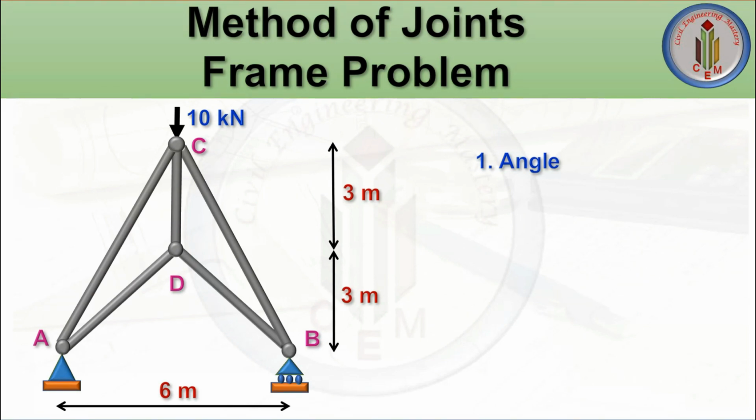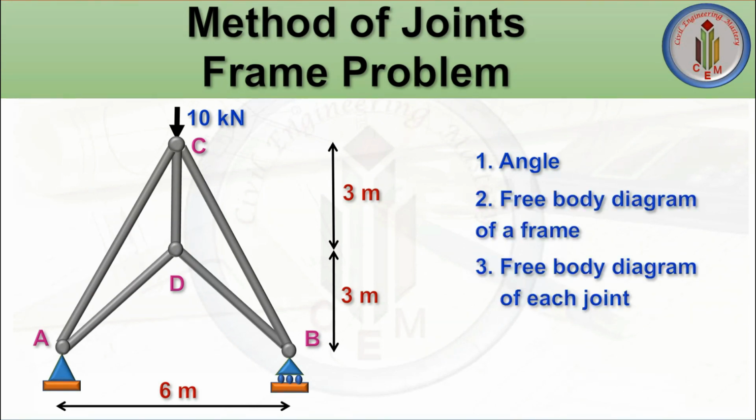The second task is to draw the free body diagram of this frame, and the next is to draw the free body diagram of each joint. So first we find the angle, second the free body diagram of the frame. By using this we find the unknown support reactions, and by drawing the free body diagram of each joint we find the unknown forces at each joint.